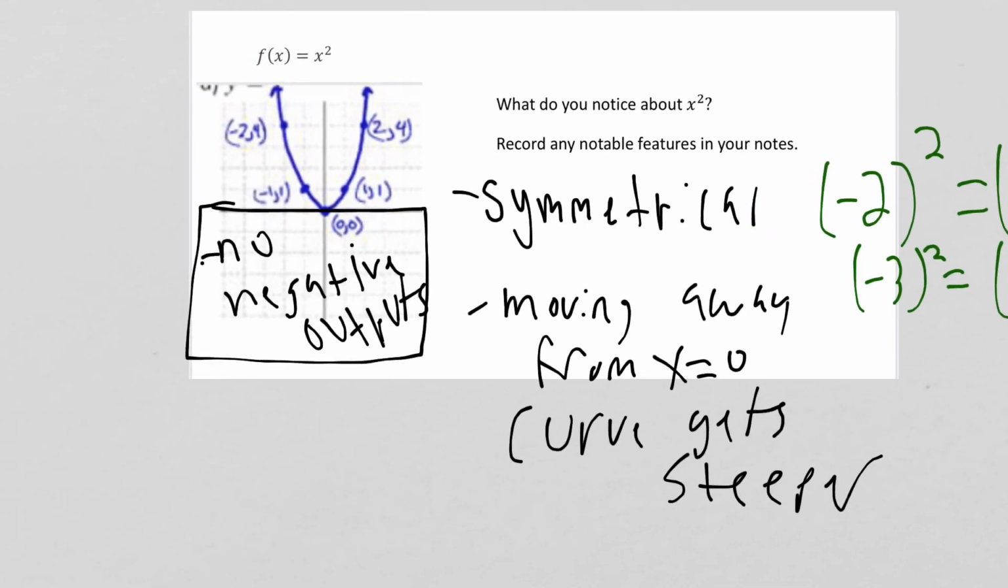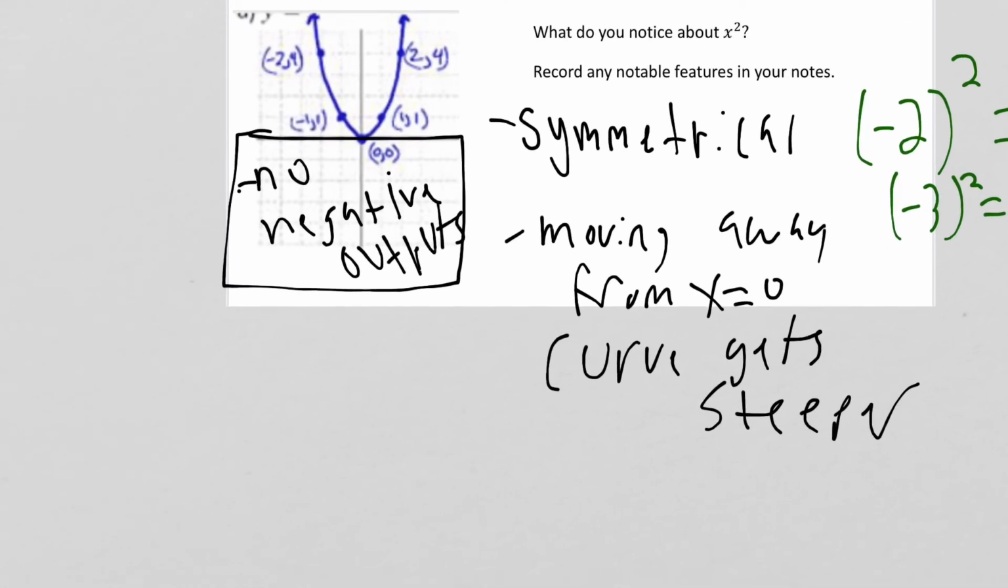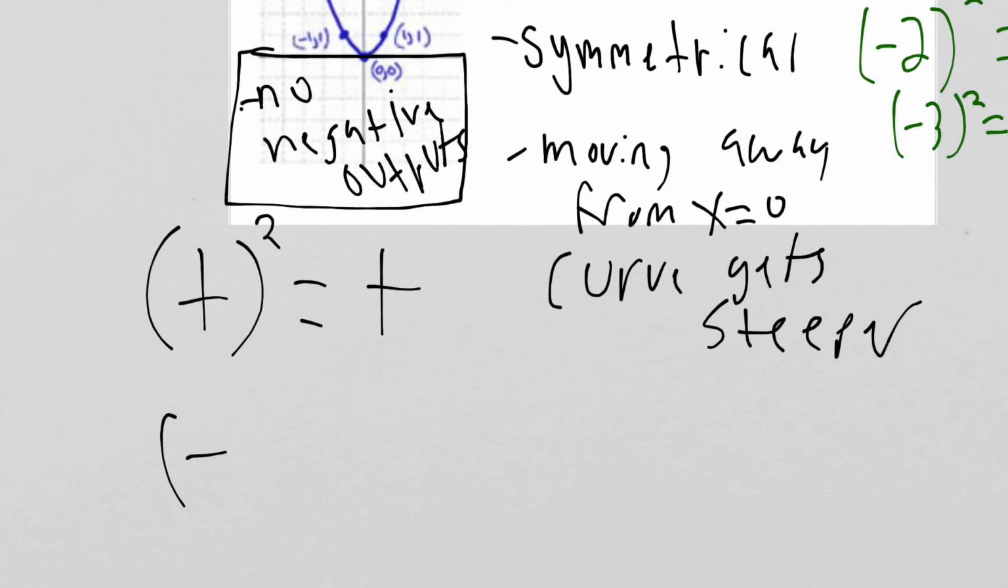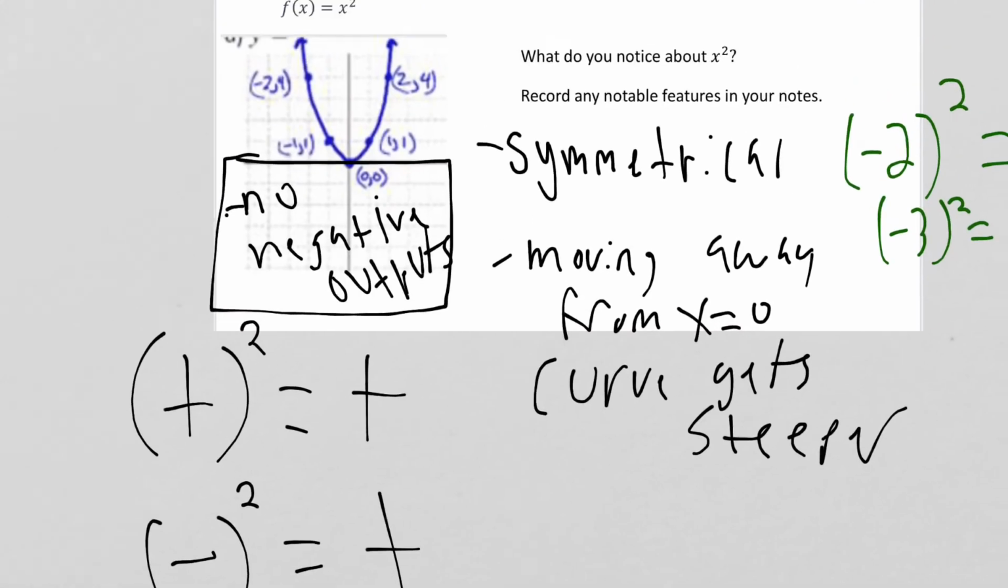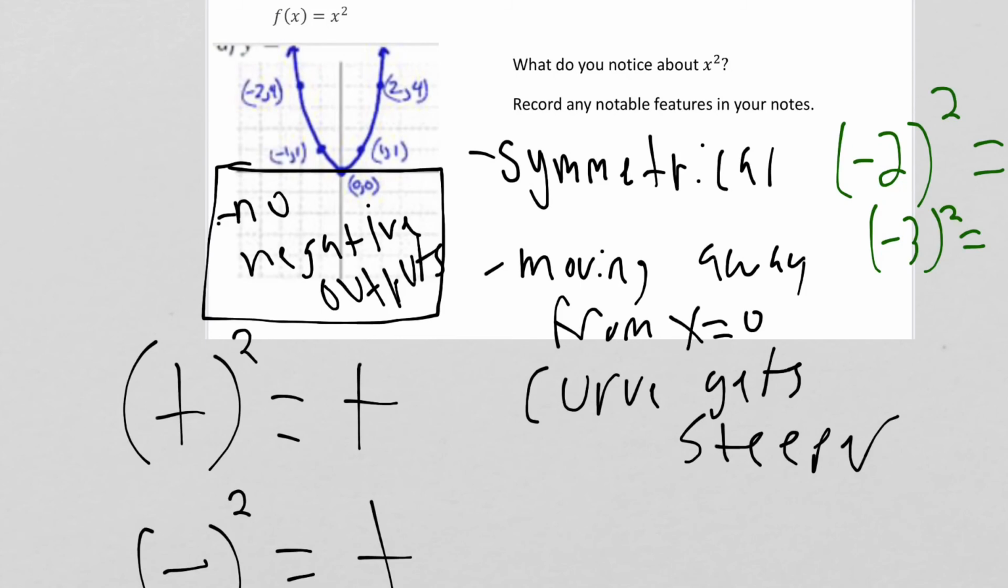Okay. Why are there no negative outputs? Think about that for a second. Well, what happens if I square a positive number? I'm just going to denote a positive number with a plus sign. What kind of output do I get? I get a positive. And then I'll denote a negative number with a negative sign. What happens if I square a negative number? Well, that also gives me a positive. There's no way to possibly get a negative output because 0 squared is 0, a positive squared is positive, and a negative squared is also positive.